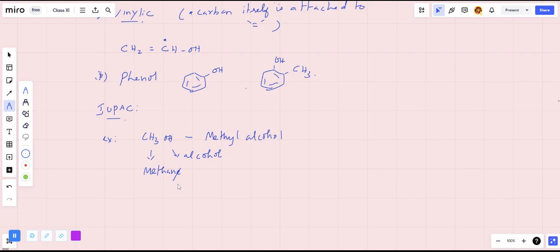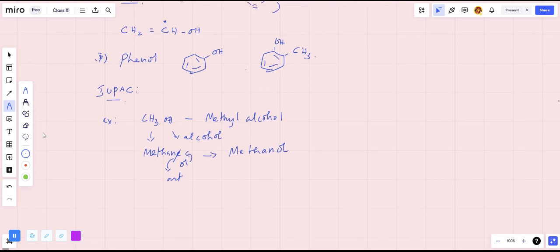So that means methanol. OL is in and E is out, methanol. The same way it's ethanol, propanol, butanol. These and all you know. So this is one example.